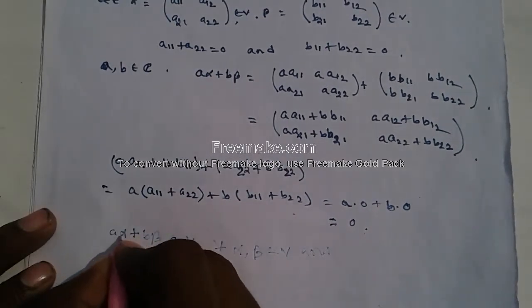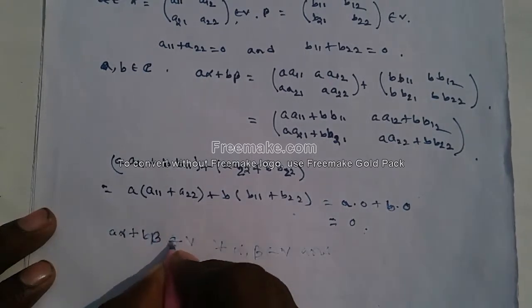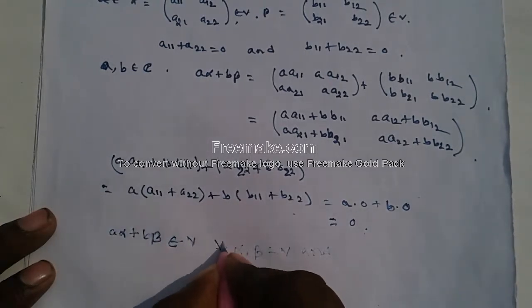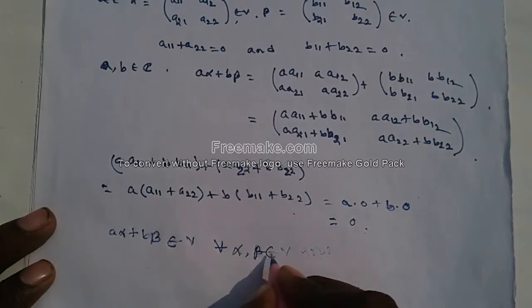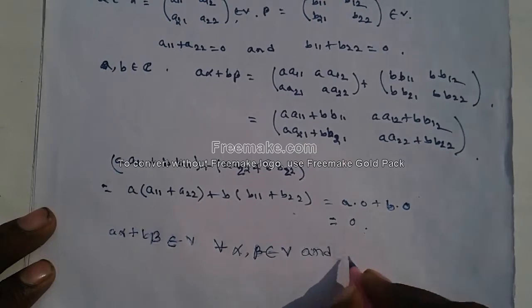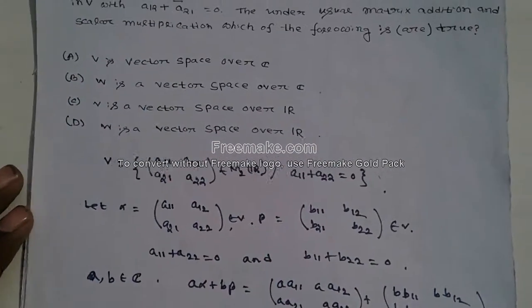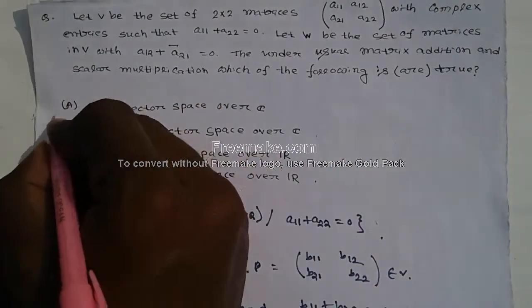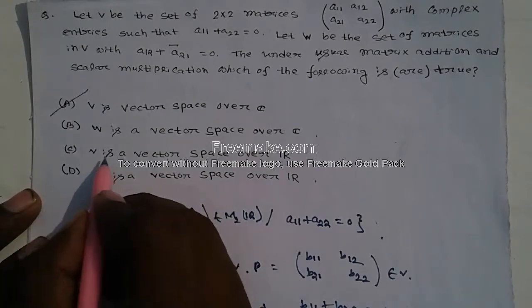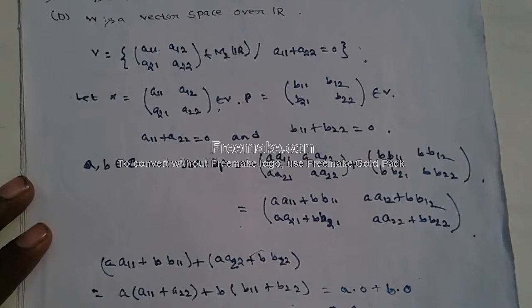for all alpha, beta belonging to V, and for all a, b belonging to C. This sign is called for all. So the option V is a vector space over C is the right option, and V is a vector space over R is also right, since the real numbers are a subset of the complex numbers.